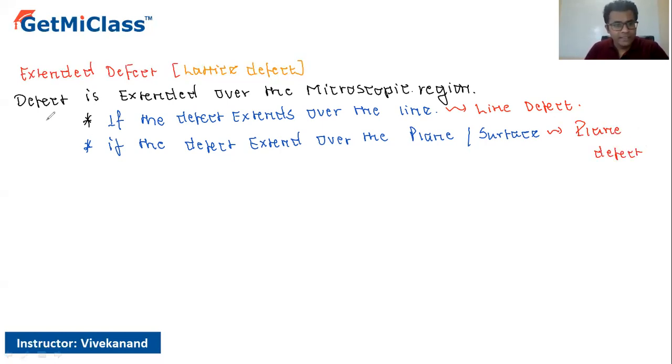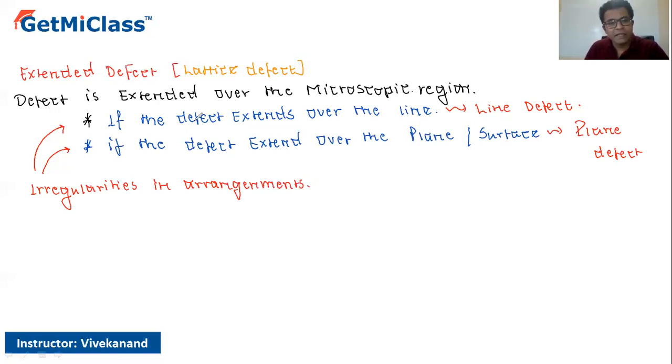So in this entire scenario, there is a particular defect that has been observed, correct? Here we observe irregularities in arrangement. So the irregularity in arrangement, that is the defect, when it extends over a line, we call it a line defect. If this defect extends over a plane, then we call it a plane defect, right? Now, moving further with the next type of defect, which we call a stoichiometric defect. A stoichiometric defect is a point defect.